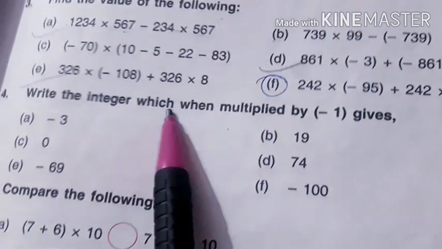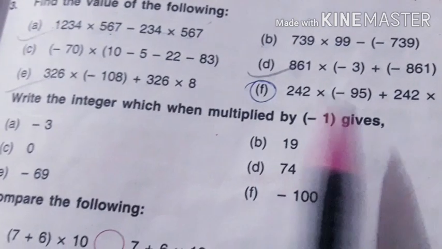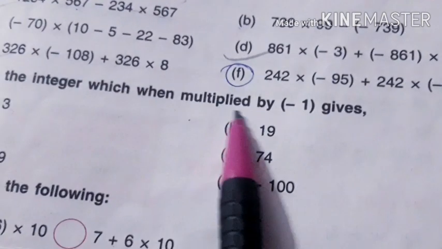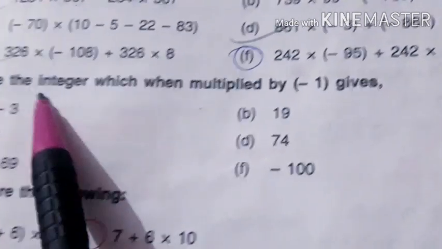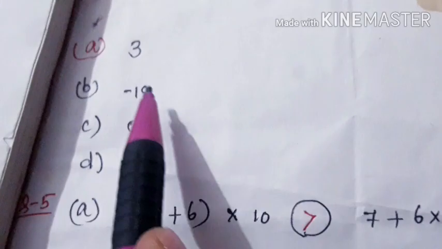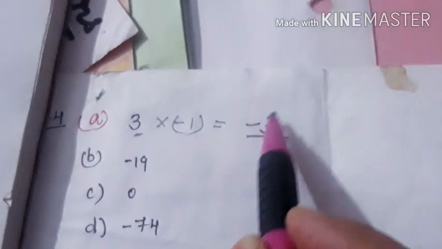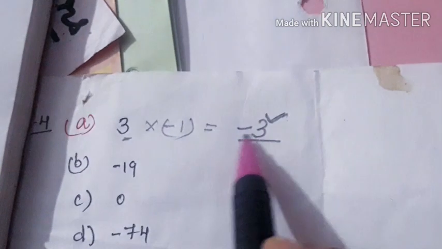Now question number 4. Write the integer which when multiplied by minus 1 gives minus 3. It means you tell the integer which, when multiplied by minus 1, will give minus 3. If I take the integer 3 and multiply it by minus 1, then I will get minus 3. Yes or no? Yes. Then my answer is 3.